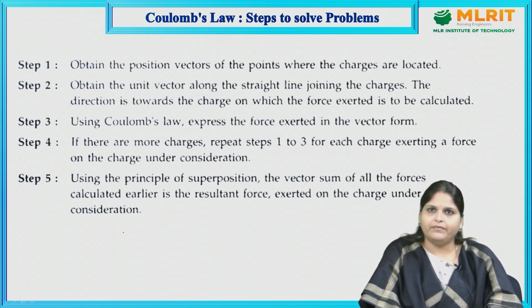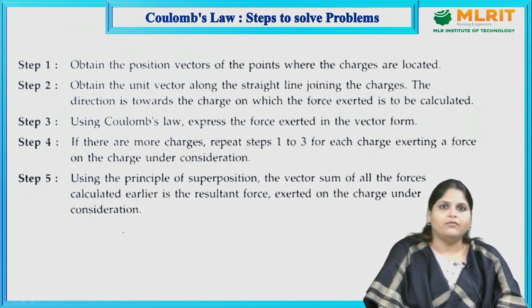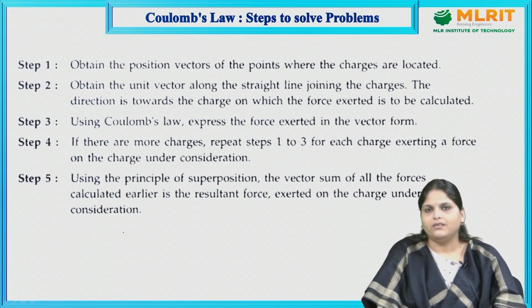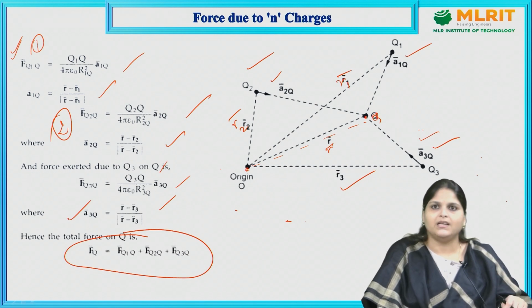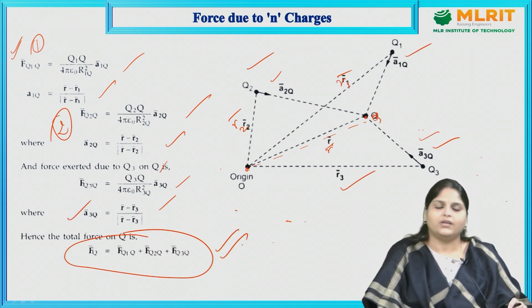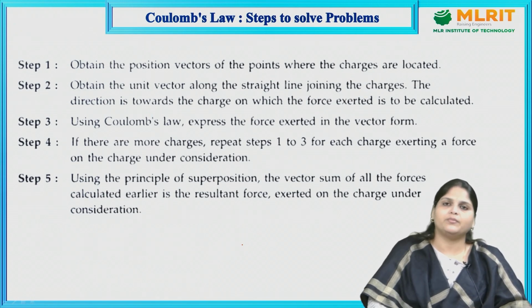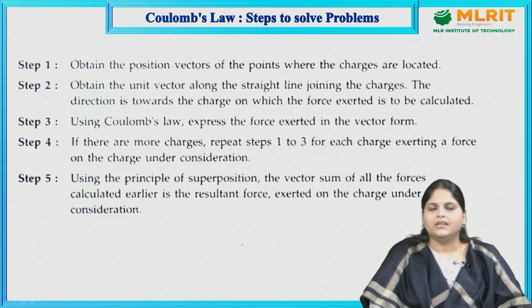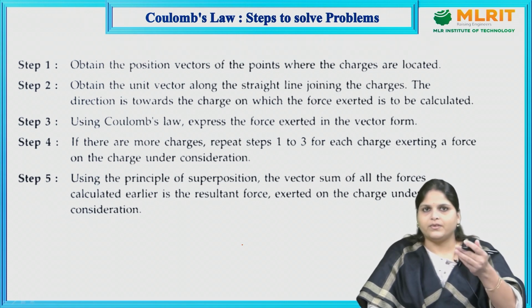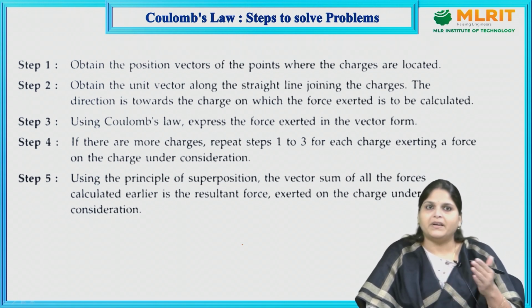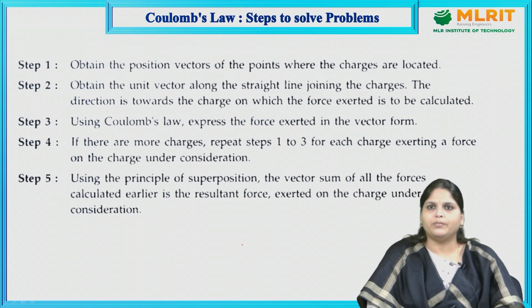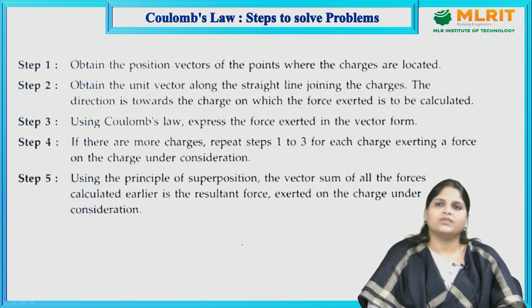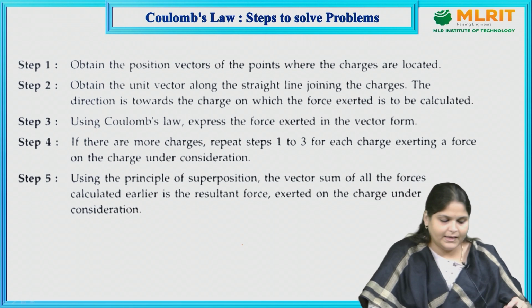Then step 5, by using principle of superposition, we can sum up all the forces, right? Whatever we have calculated, for example, in the previous example which we have seen, we had 3 charges. So, this equation shows the total value, right? So, we are basically applying the principle of superposition. So, by getting all the answers from the previous steps, we have to take the vector sum of all the forces to get the total force on that particular charge, right? So these are the steps to be followed to solve any numerical problem.